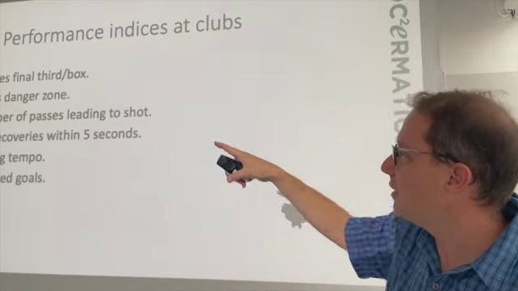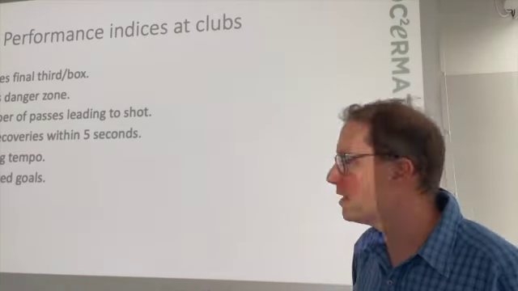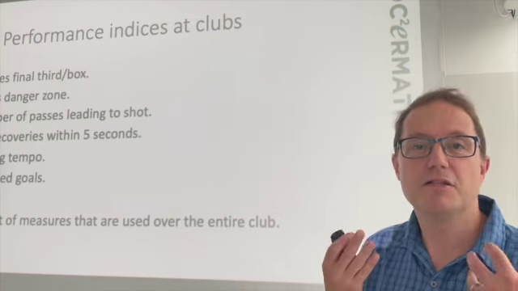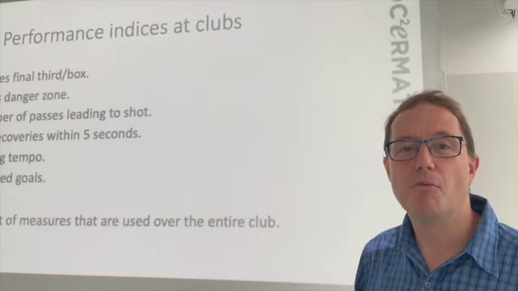Expected goals, that's very correlated with shots in the danger zone, but that's another one that you can have. We'll come back to expected goals later. And the idea here is that you have a single set of measures that are used over the entire club. So everyone's agreed with these things. Maybe the players don't need to be so aware of these particular measurements, but the coaches need to be, the board can also be aware of these types of measurements. Everybody can be sort of on the same page about what we're trying to achieve.